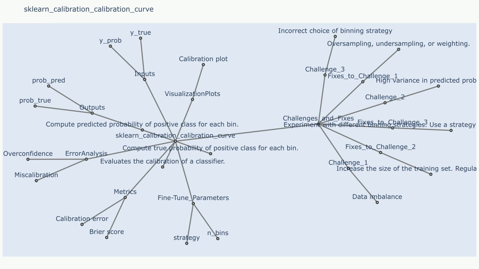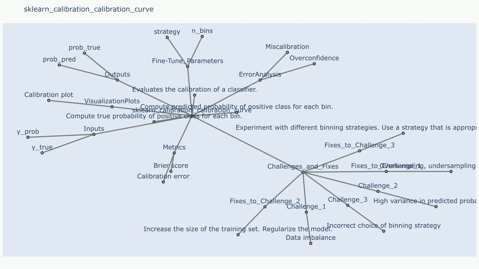y_prob. This is a 2D array or a list of 1D arrays representing the predicted probabilities for each class. In the case of binary classification, each row would have two columns: the predicted probability of being in class 0 and the predicted probability of being in class 1.